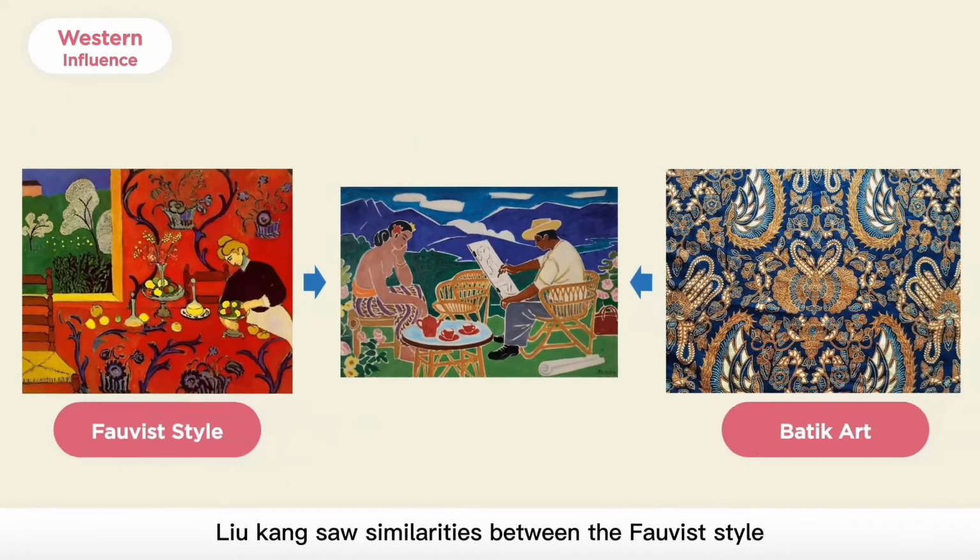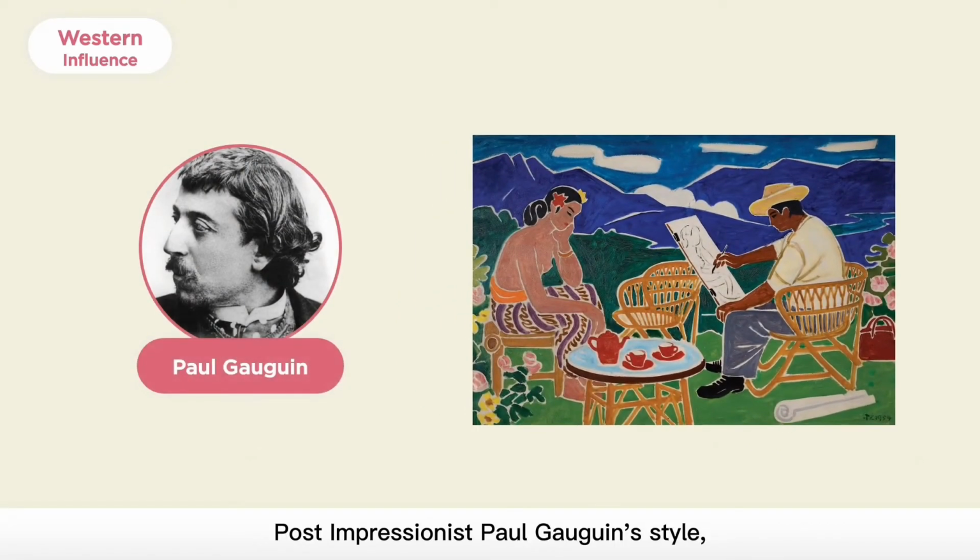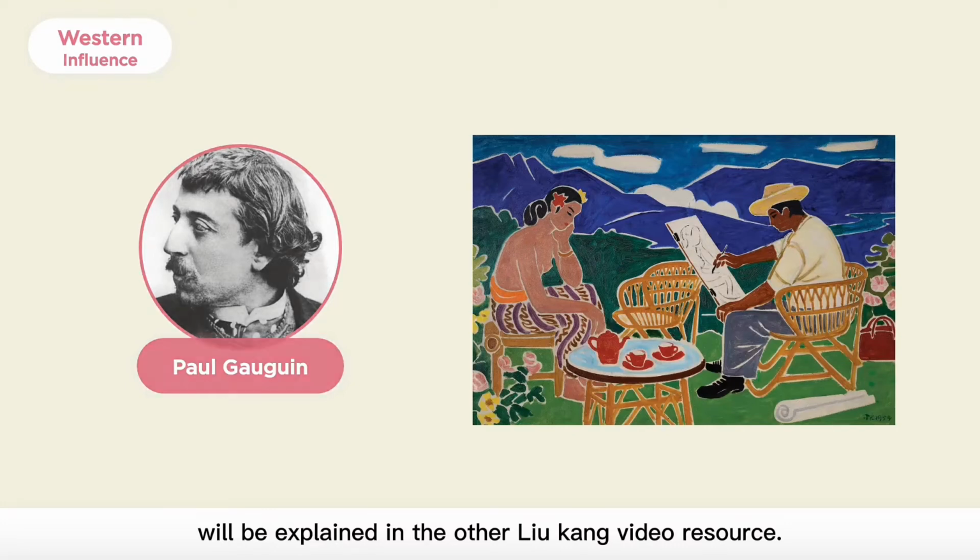Liu Kang saw similarities between the Fauvist style and the colorful, rhythmic and flat qualities of batik art, thus seizing the opportunity to blend these styles together in his work. The last Western influence, post-impressionist Paul Gauguin's style, will be explained in the other Liu Kang video resource.